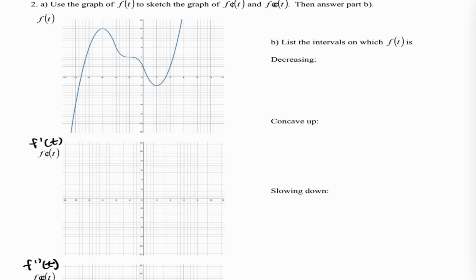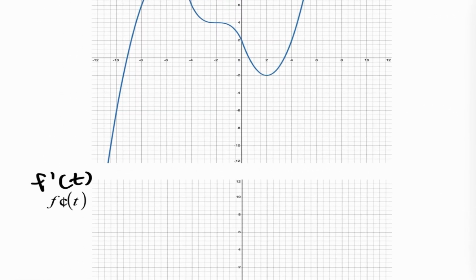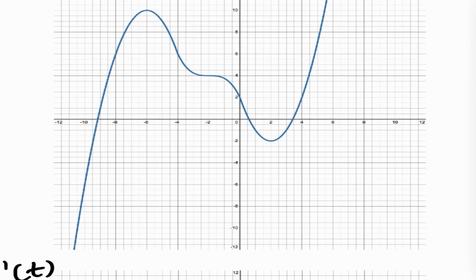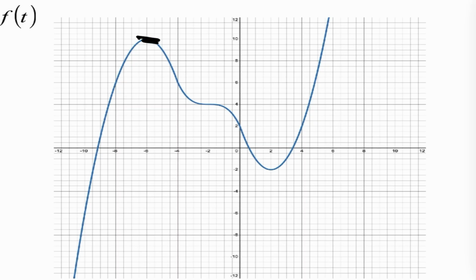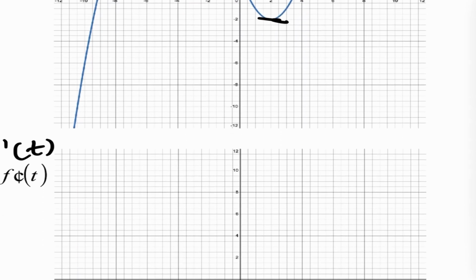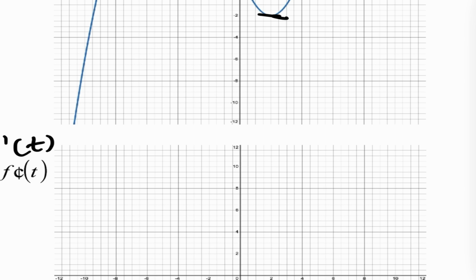This question asks: use the graph of f(t) to sketch the graph of f'(t) and f''(t). Then answer part B. So let's start off with graphing these. By looking at f(t), we can tell that we will have x-intercepts of -6, -2, and 2 for our f'(t) graph. So -6, -2, and 2.